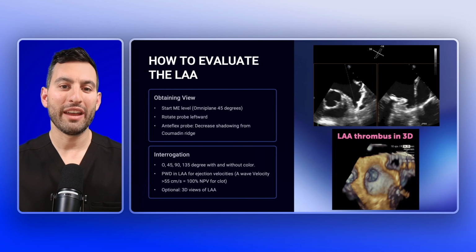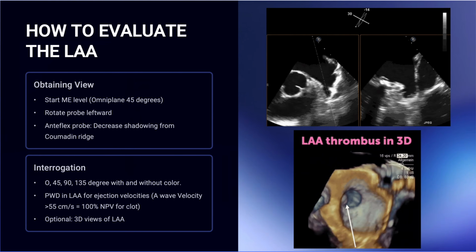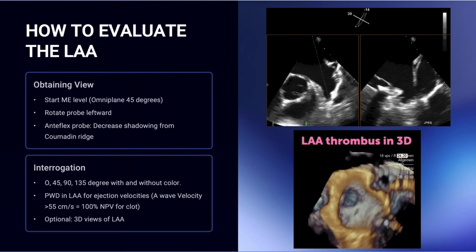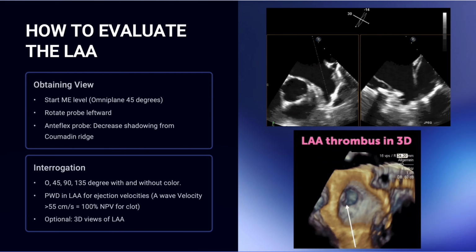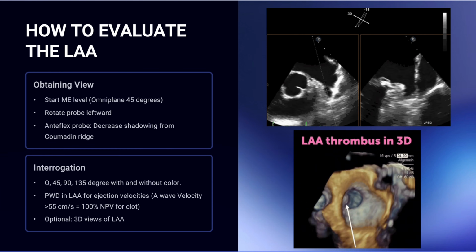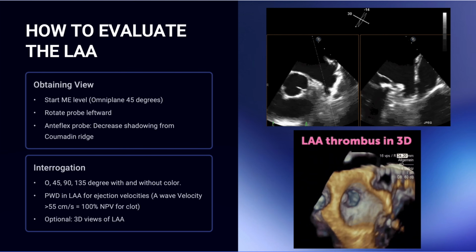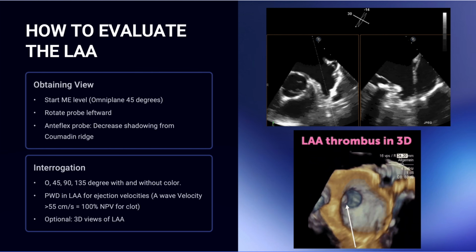So this is how I evaluate the left atrial appendage using TEE in a standard fashion. First, to obtain the correct view, I start at a mid-esophageal four-chamber view and center the left atrium in my screen. Then I change my omniplane angle to 45 degrees. You're going to be rotating leftward, as that is the best way to bring the left atrial appendage into view, and then significantly antiflexing the probe from that point will help move the left atrial appendage to a more vertical orientation.